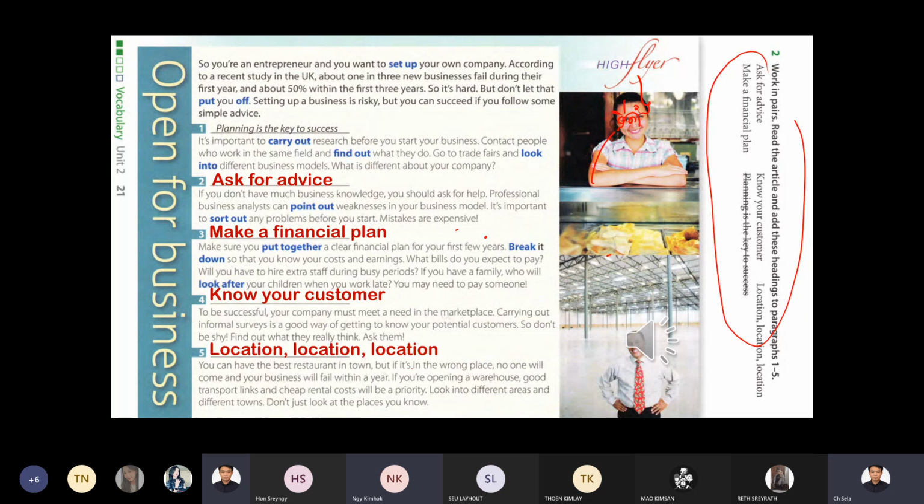If you are opening a warehouse, good transport links and cheap rental costs will be a priority. Look into different areas and different towns. Don't just look at the places you know.